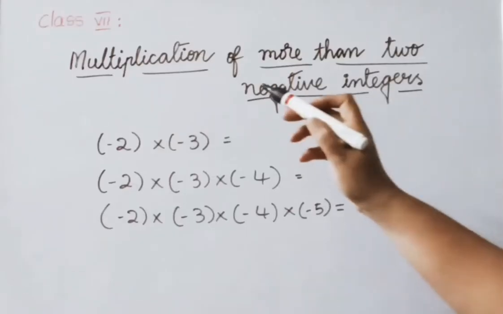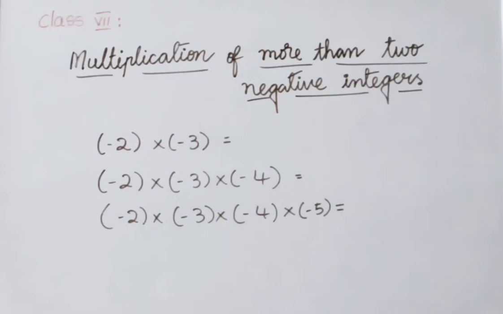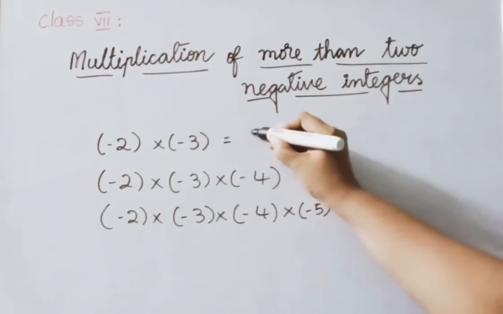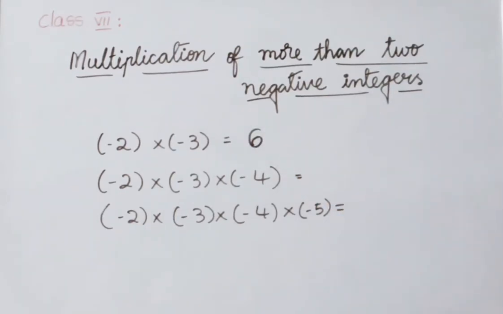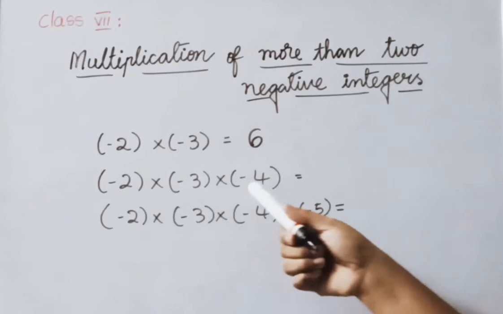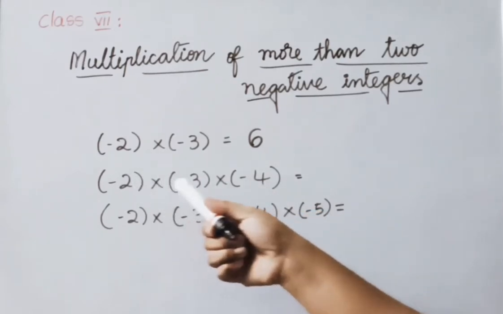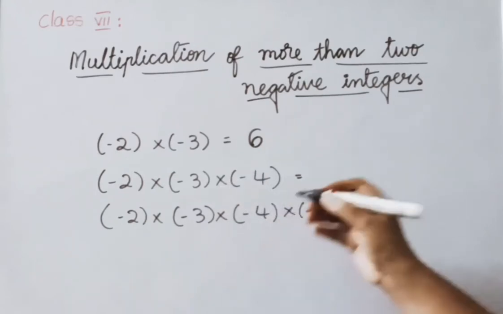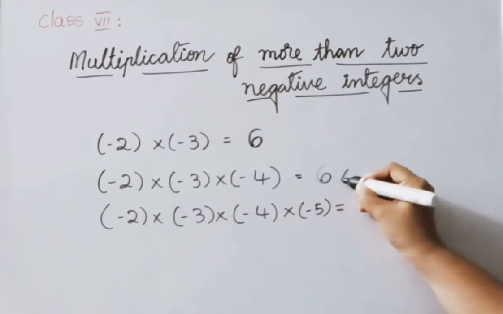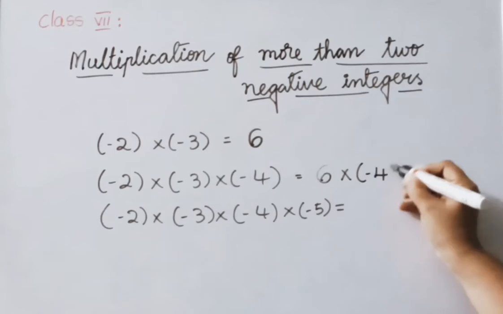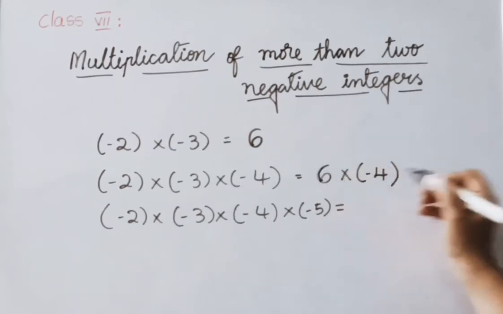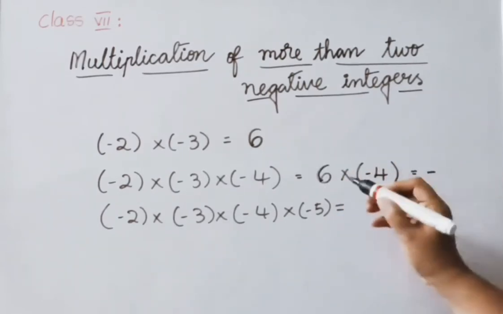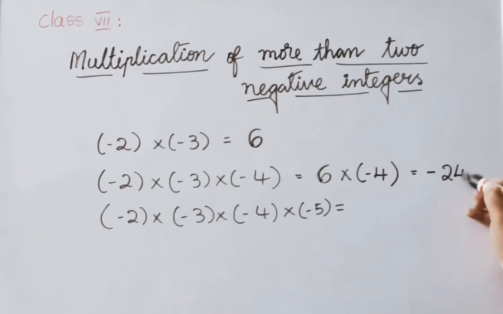See now multiplication of more than two negative integers. First one, minus 2 into minus 3. Minus into minus plus, 2 3s are 6. See next one, minus 2 into minus 3 into minus 4. Minus 2 into minus 3, minus into minus plus, 2 3s are 6. Now 6 into minus 4 equals minus, 6 4s are 24.